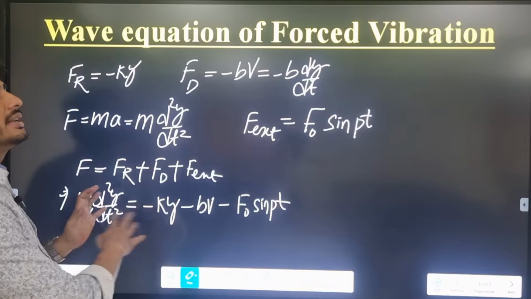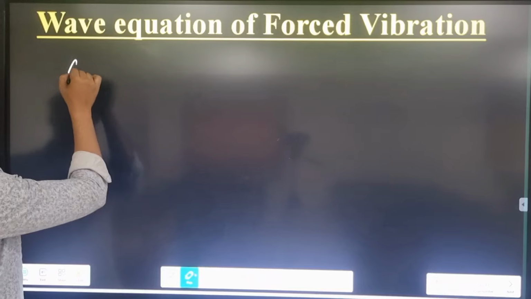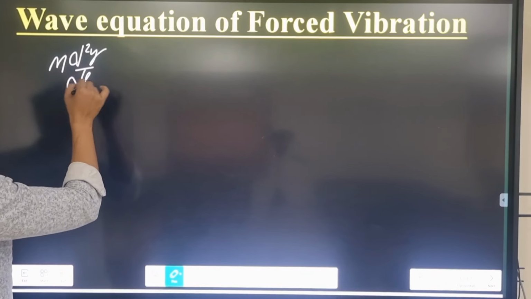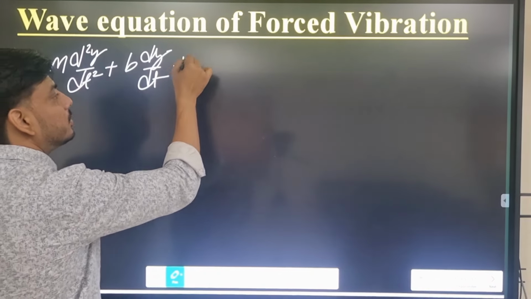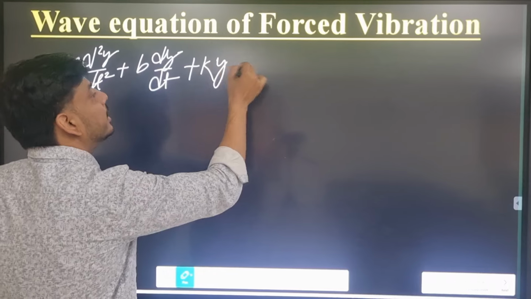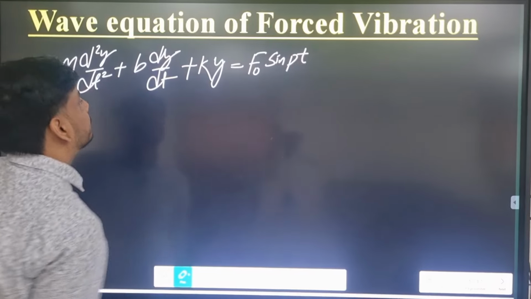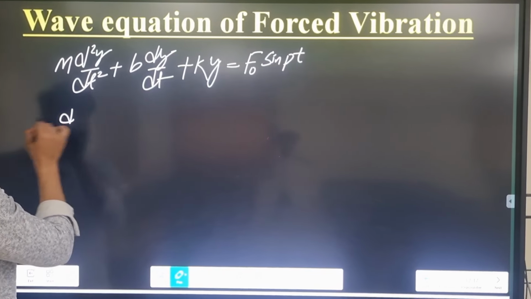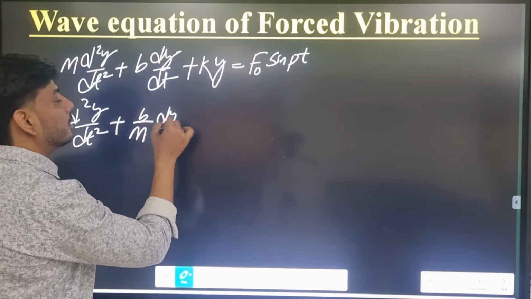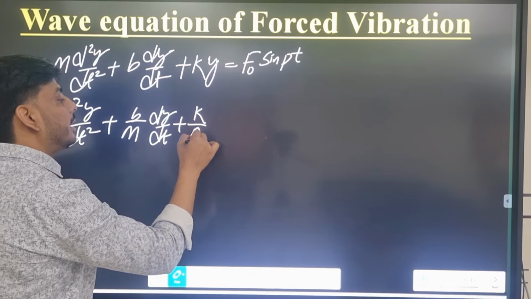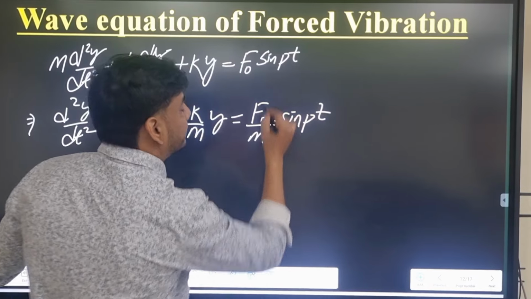In the next part, we will just rearrange this equation. So here you can see, the wave equation will be m d square y by dt square plus the bv term we can take to this side, b dy by dt, plus the ky term we can take to the left hand side, so it will be positive ky, equal to that external force F naught sine pt. Now we can divide each term by mass, so this will be d square y by dt square plus b by m dy by dt plus k by m y equal to F naught by m sine pt.